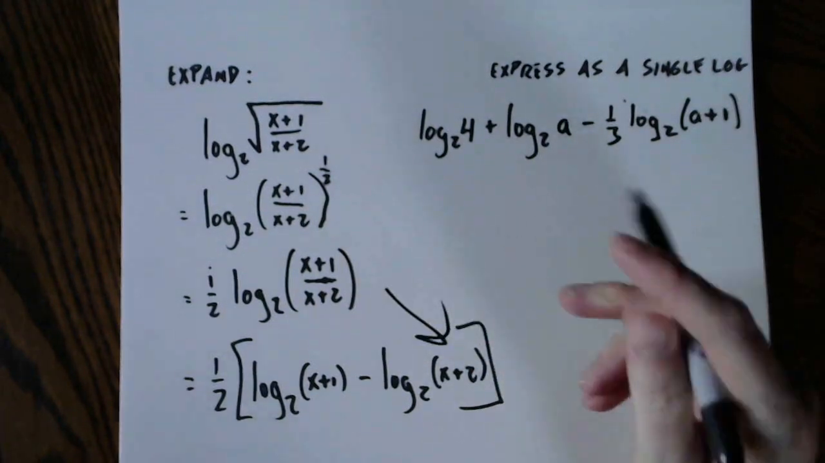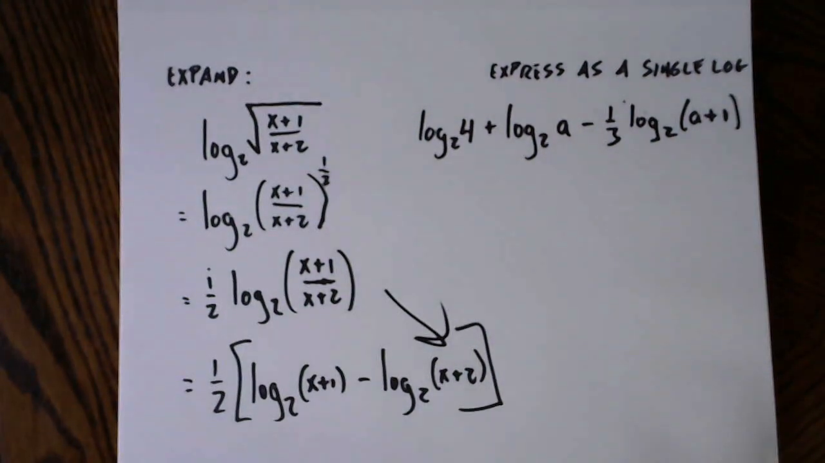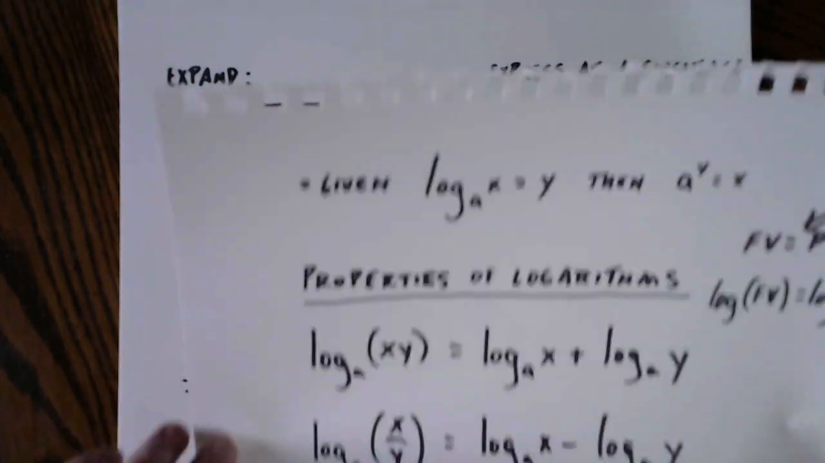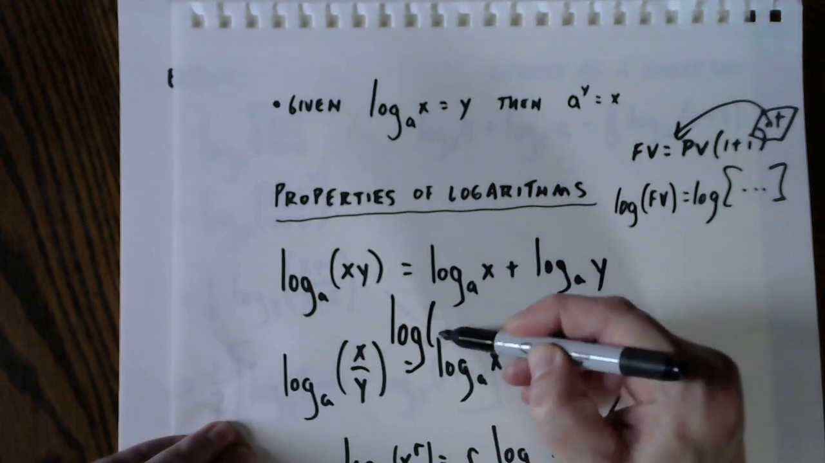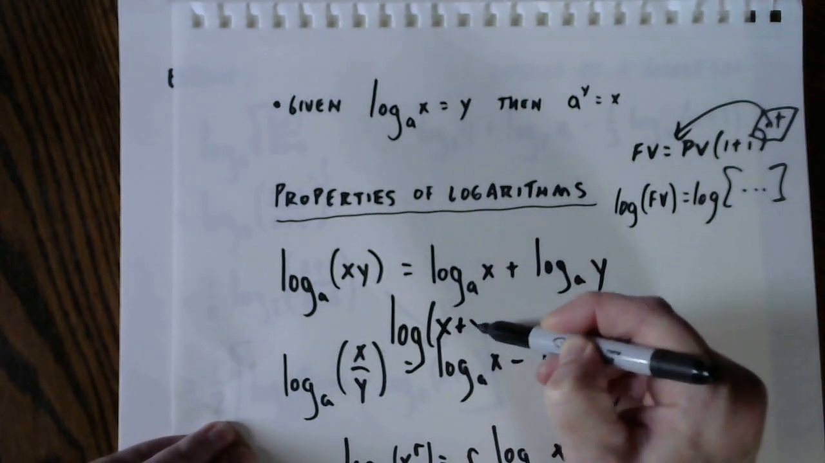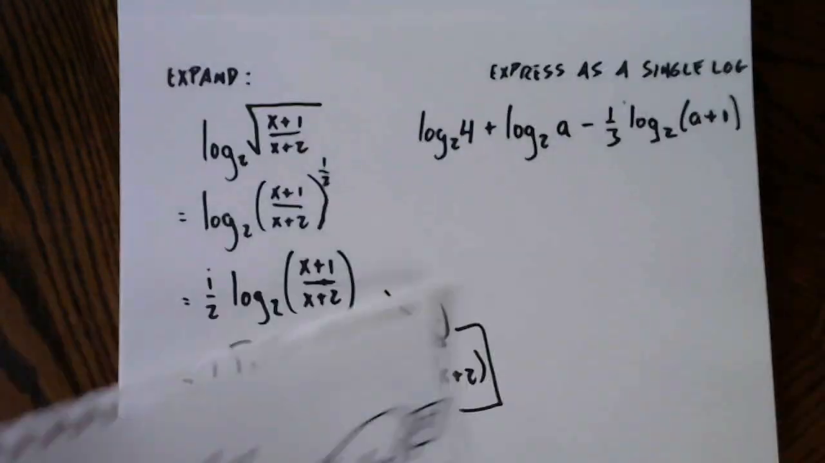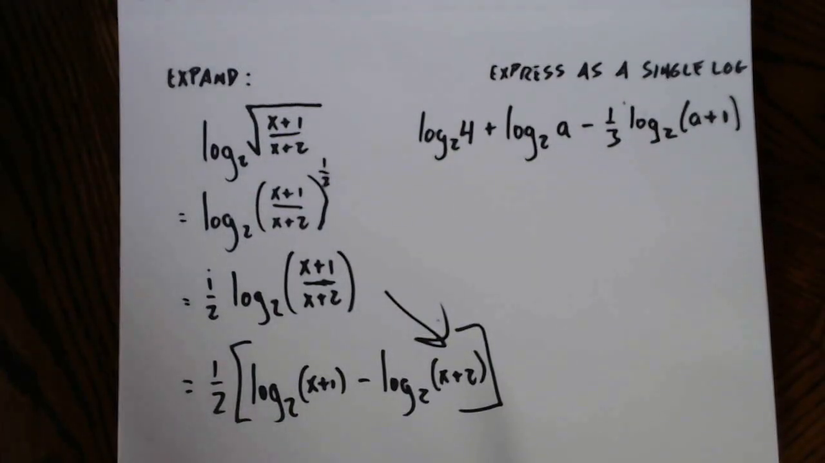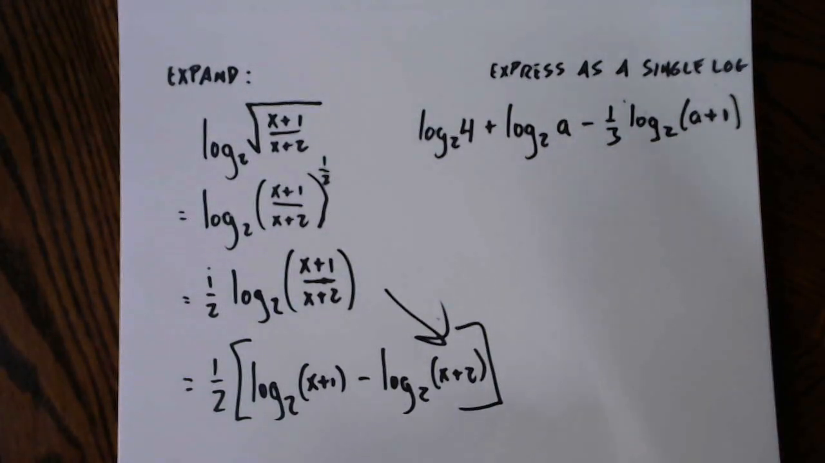You might say, why didn't you do anything with that? Come here. There's no property for this. The log of a sum is the log of a sum, end of story. Okay, so don't make up your own rules.